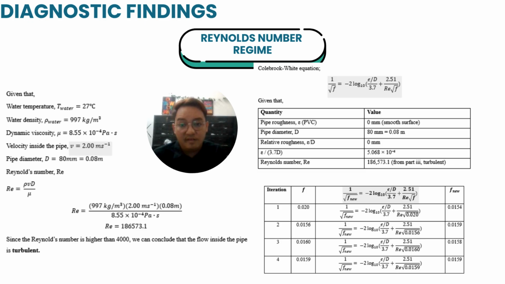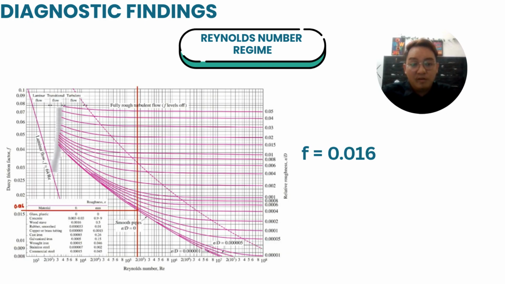So next is the Reynolds number calculation. By substituting all these values given, we can see that the Reynolds number is 180,573.1. After that, we can substitute the value of the Reynolds number into the Colebrook-White equation to find the friction factor, doing it for three iterations. We can also double confirm the friction factor value from this Moody chart, and after we get the value, which is 0.016, we can confirm that the value is almost similar to the friction factor that we calculated in the iteration.